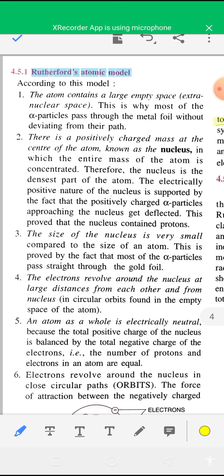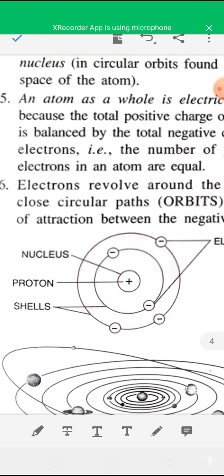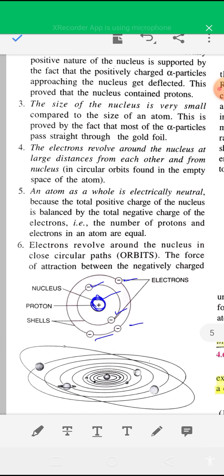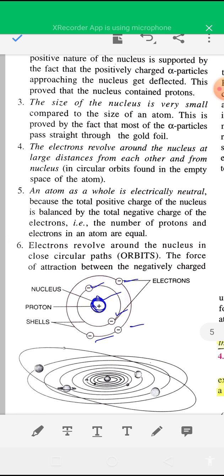Now see the Rutherford atomic model. According to the Rutherford atomic model, protons are present at the center of an atom, which is known as the nucleus, and electrons are revolving around the nucleus in different circular paths, and these are called orbits. Electrons revolve around the nucleus in closed circular paths, and protons are present at the center of the atom, which is known as the nucleus.